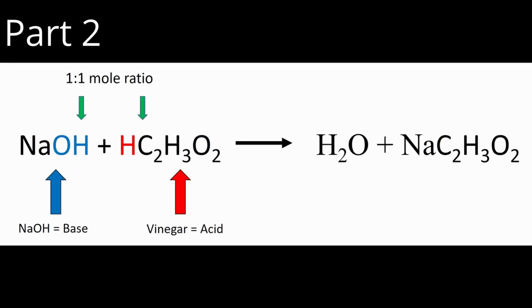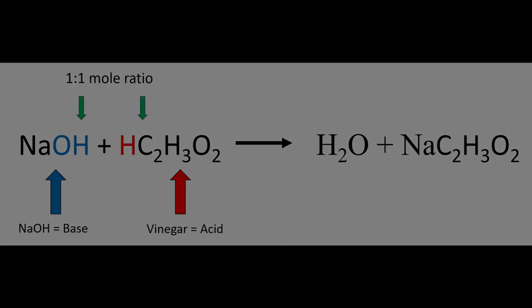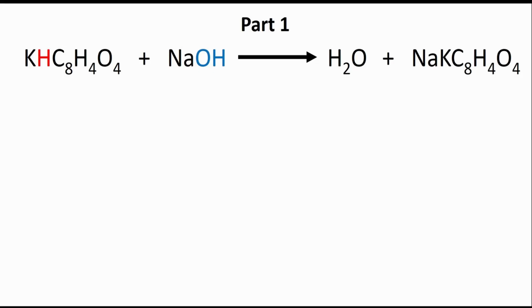As you see in part 2, we have a very similar ratio. So we have the moles of sodium hydroxide being in the same ratio as the moles of vinegar here. So every mole of sodium hydroxide that we drip into our vinegar is going to neutralize it. So let's take a look at some example calculations on how to do part 1.